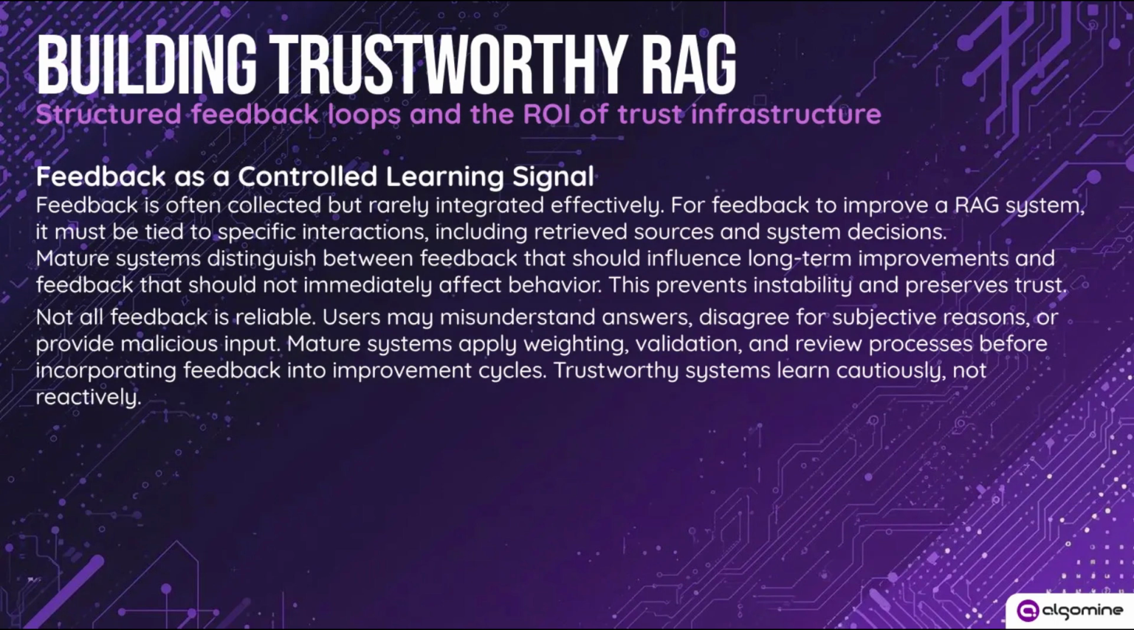evidence. Feedback is often collected but rarely integrated effectively. For feedback to improve a system, it must be tied to specific interactions, including retrieved sources and system decisions. Not all feedback is reliable. Users may misunderstand, disagree for subjective reasons, or provide malicious input. Mature systems apply weighting, validation, and review processes before incorporating feedback. Trustworthy systems learn cautiously, not reactively.